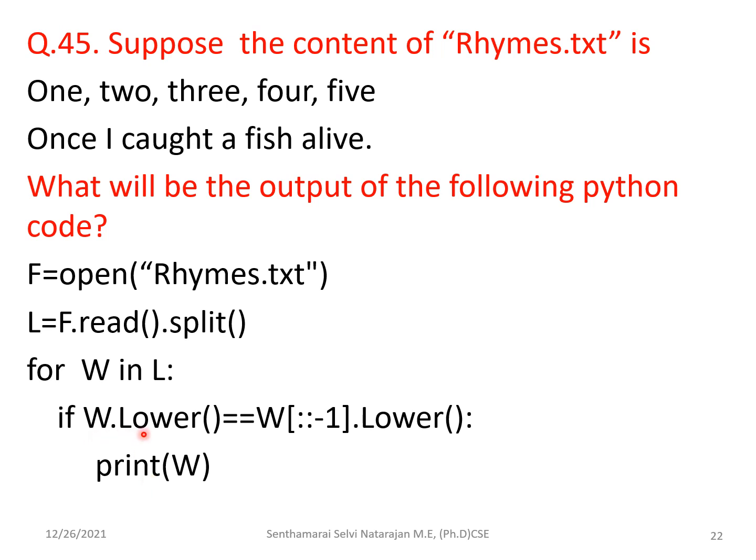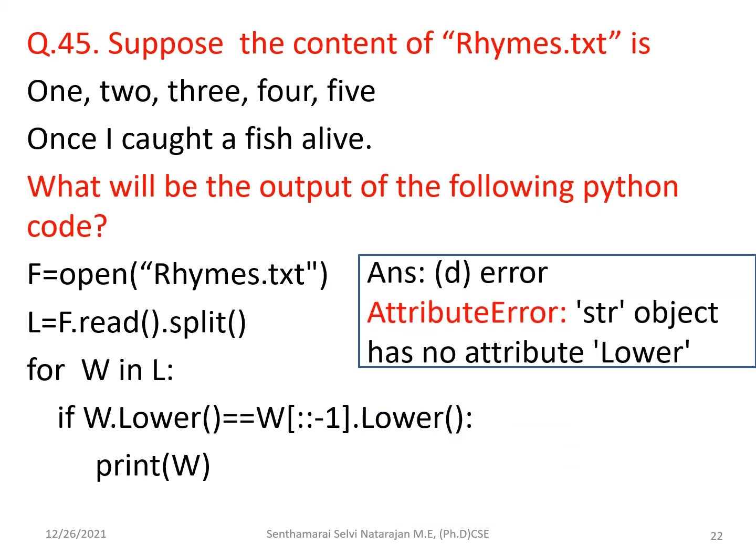If W dot lower of is equal to lower of, you can identify that if this function is available in string, so you have to check over the function whether it is available or not. It is an error question, so lower of is not there, so here this is the error which gives attribute error: the string object has no attribute lower.